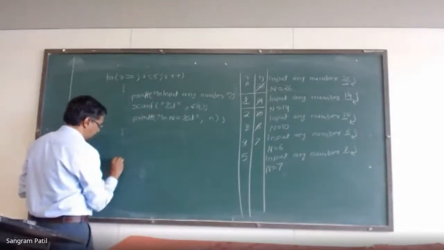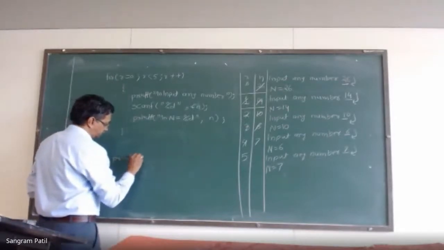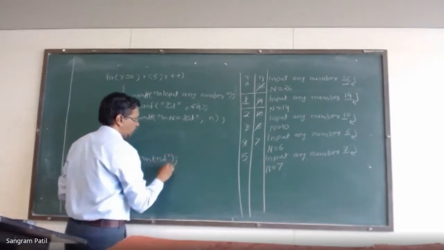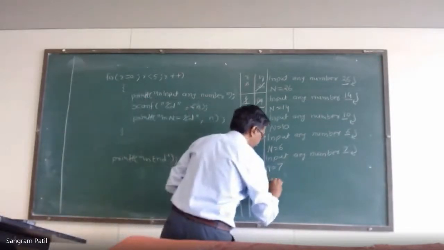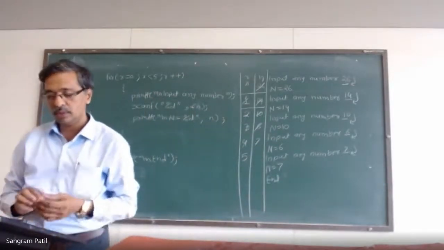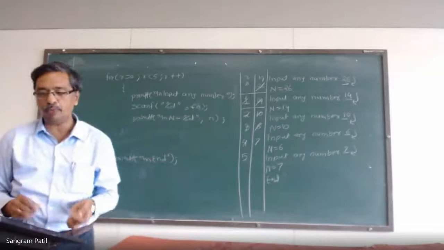Suppose if I give here, it gives you 8. So how many numbers have we inputted? Here, how many numbers have we inputted?